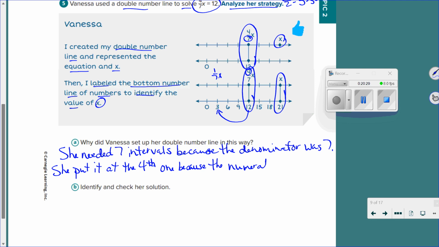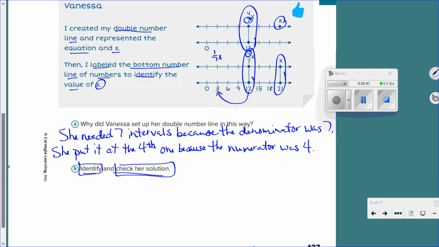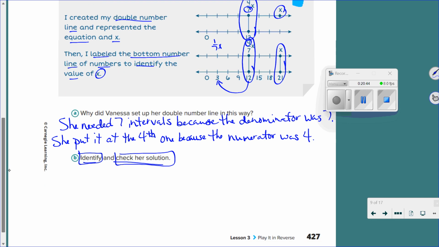So identify and check her solution. We got 2 parts. We kind of already identified it. I circled it, but we haven't written it to identify. But we can say x equals 21. We've now identified her solution, yes? To check it, we're going to go back to our original equation. 4 sevenths times 21 equals 12. I've got one reduction. I can divide both those by 7. 4 times 3 is 12. 1 times 1 is 1, which equals 12, which equals 12.